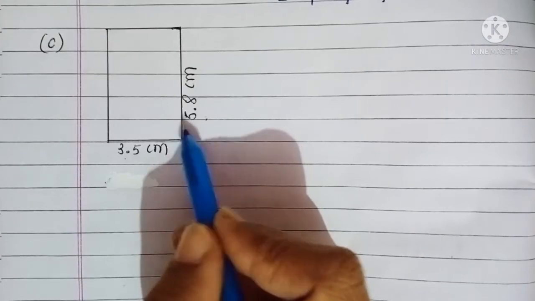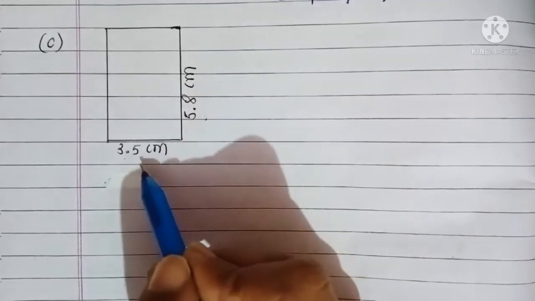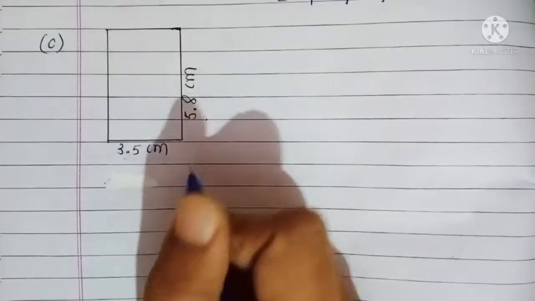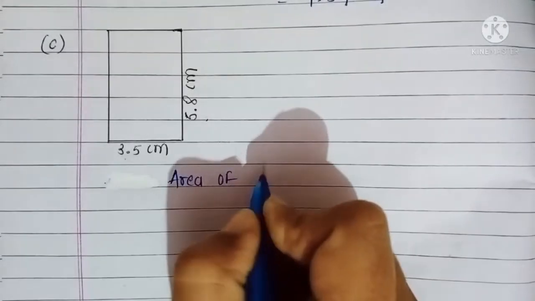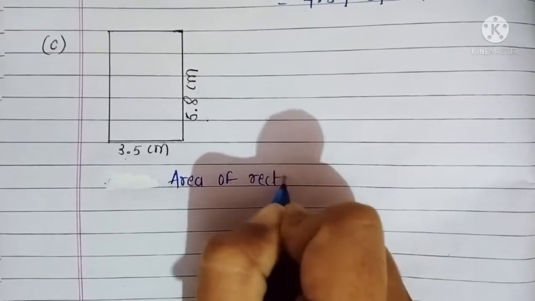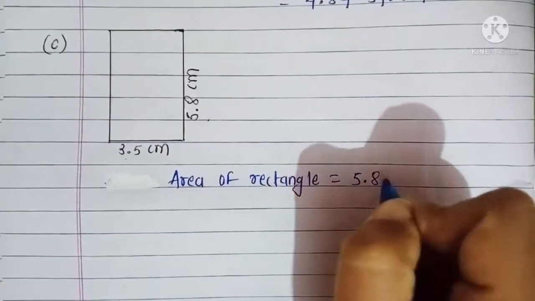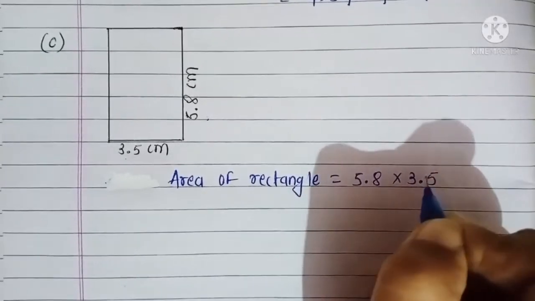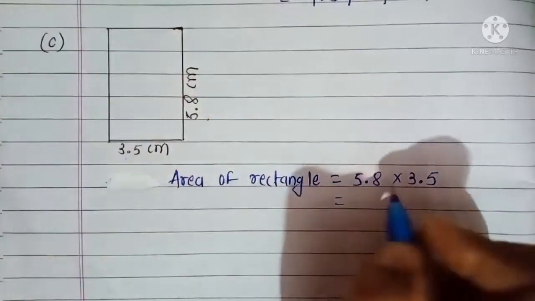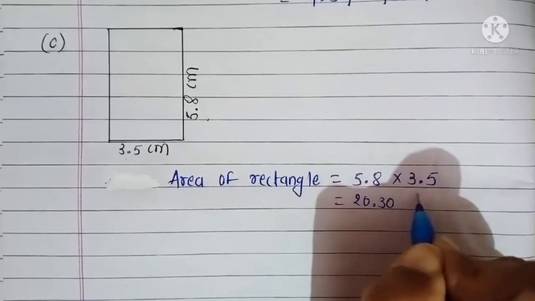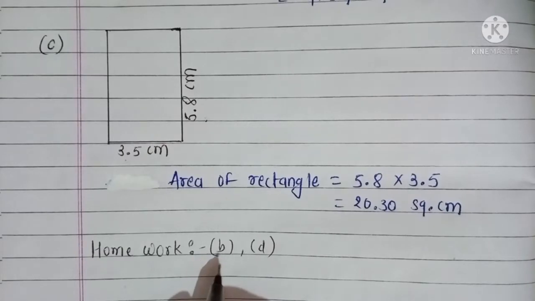Next, see, this is the figure of rectangle with length 5.80 cm and breadth 3.5 cm. So, area of rectangle is equal to 5.8 multiplied by 3.5. On multiplying, we get answer 20.30 square centimeter. Remaining two you will do in your homework.